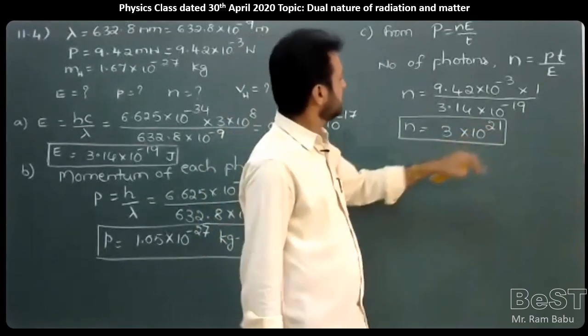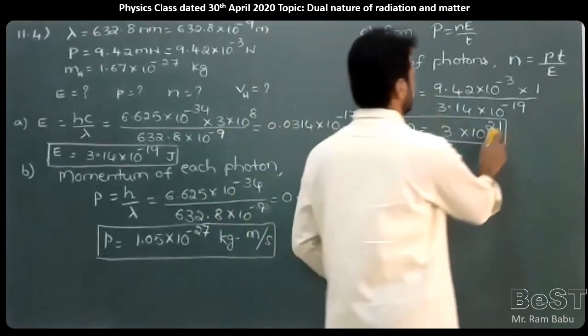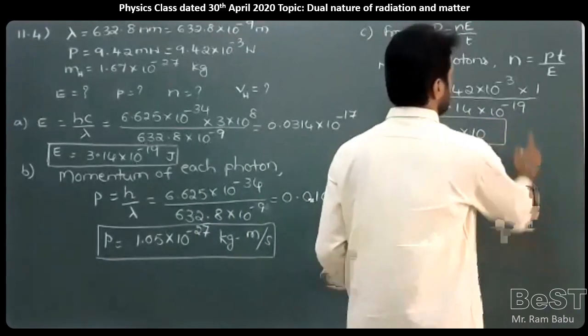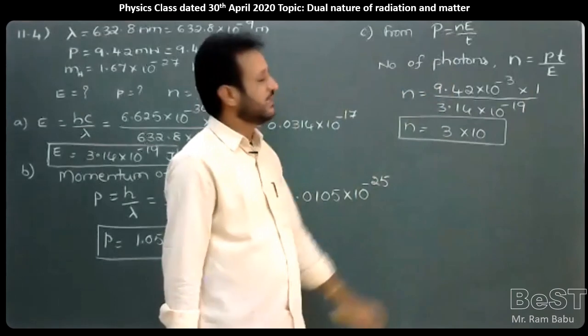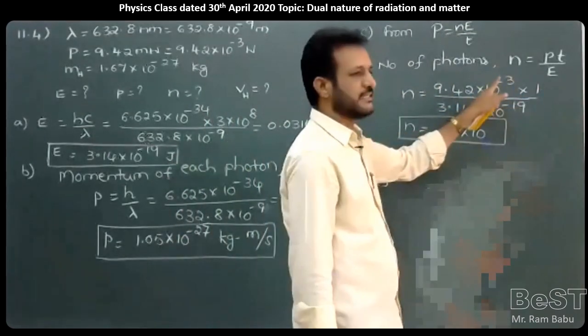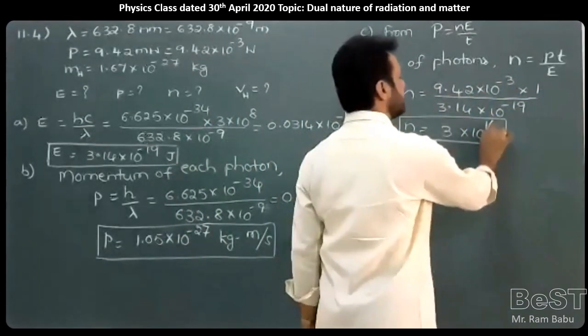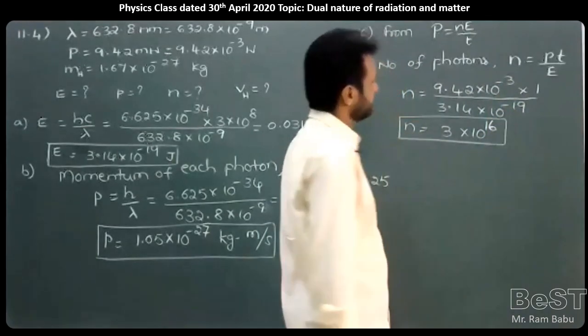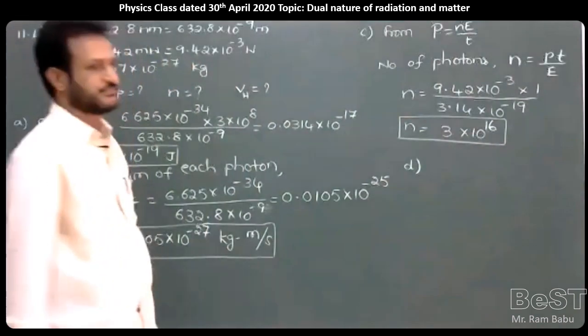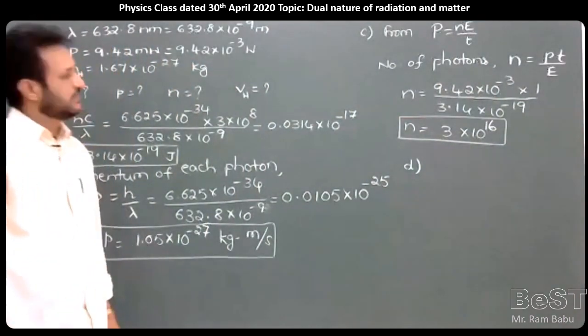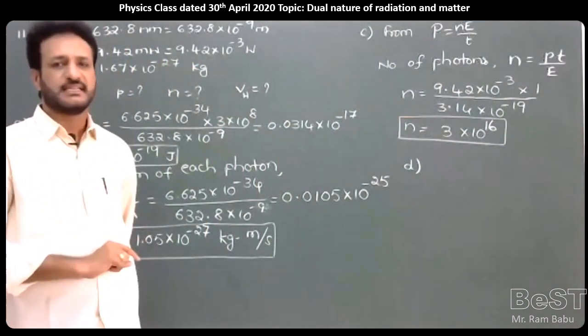Here also we should write the number of photons. Minus 19 may take to the numerator, it is equal to 10 power plus 19. 10 to the power of plus 19 minus 3 equal to 10 to the power of 16 photons are emitted per second. Correct, textbook answer: 3 into 10 power 16 photons per second.